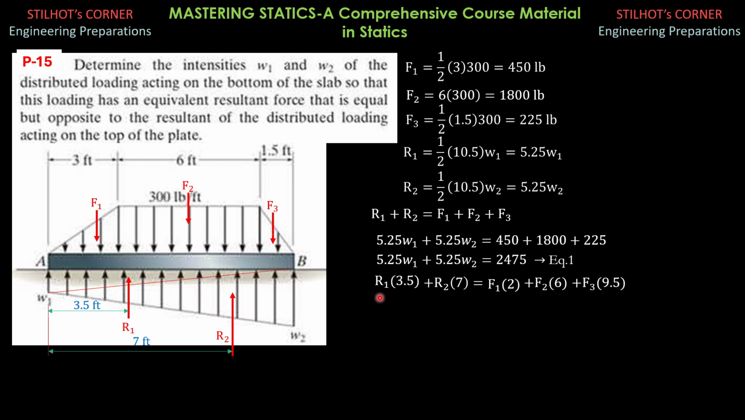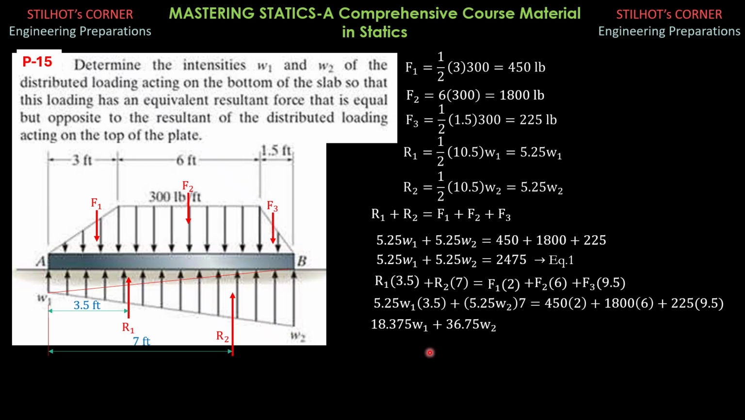Substituting the values of R1, R2, and F1, F2, F3, so 5.25 W1 times 3.5, plus 5.25 W2 times 7 equals 450 times 2 plus 1,800 times 6 plus 225 times 9.5. Simplifying the left and the right, we have 18.375 W1 plus 36.75 W2 equals 13,837.5, equation 2.